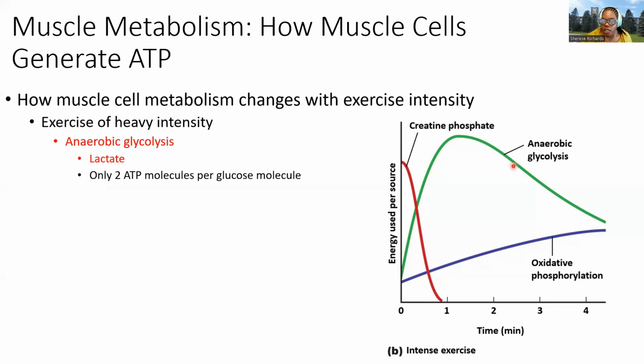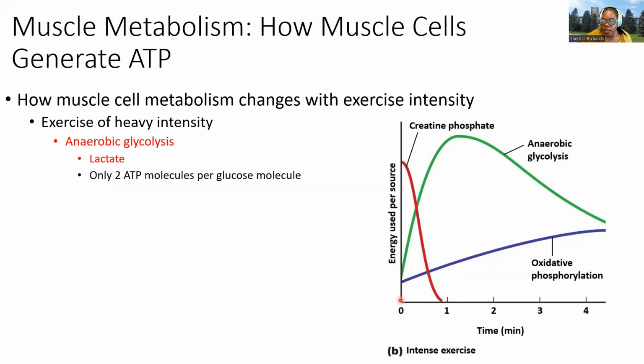Now, the illustration here is a little bit different. We start with creatine phosphate. This is the same, but after that initial powering of the contraction just to get it started, we're now going to shift to relying on anaerobic glycolysis. This goes way up.